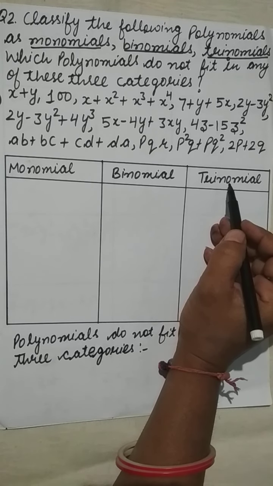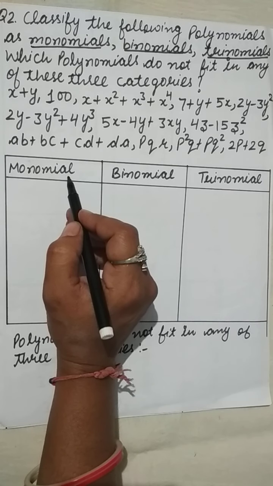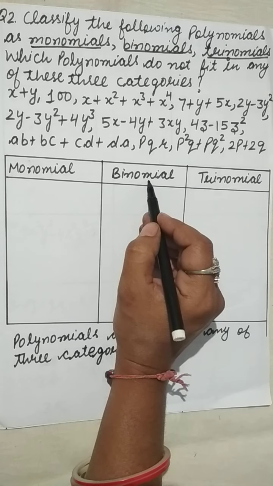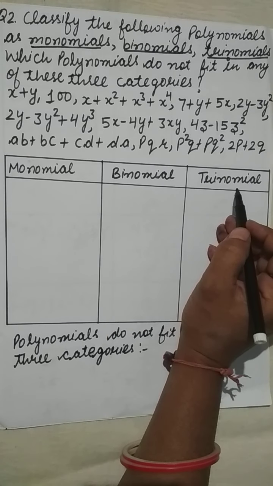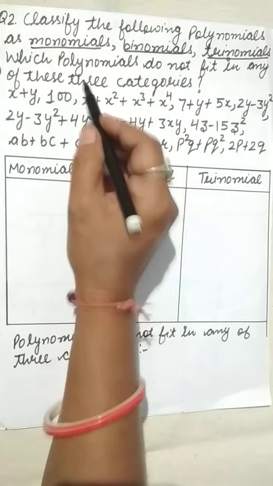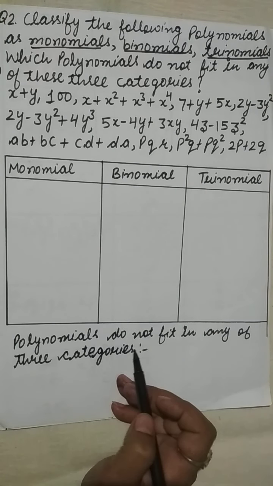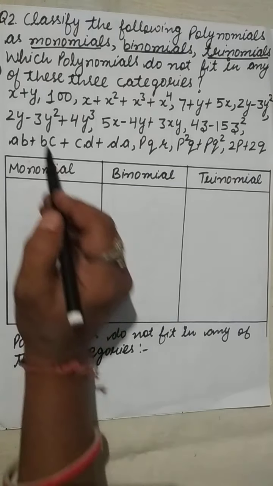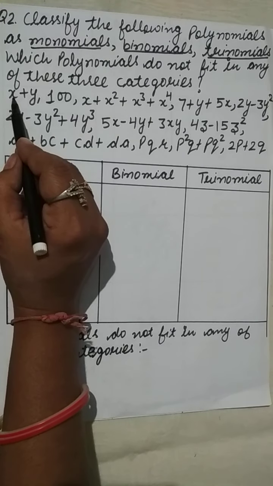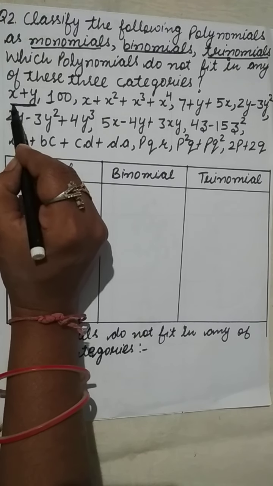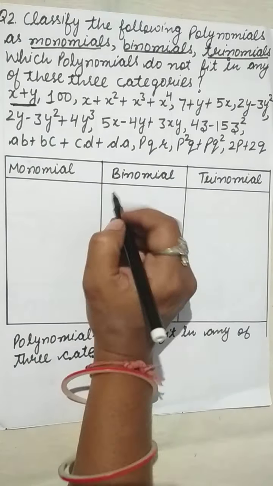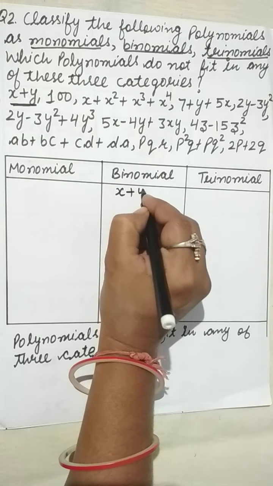Now we will see the polynomials one by one. The polynomials having one term will be categorized under monomials. With two terms, they will be binomial. With three terms, it will be trinomial. And the polynomial having more than three terms will be categorized under those that do not fit any of these three categories. So firstly, the first polynomial is x plus y. It is having two terms, so it is binomial.